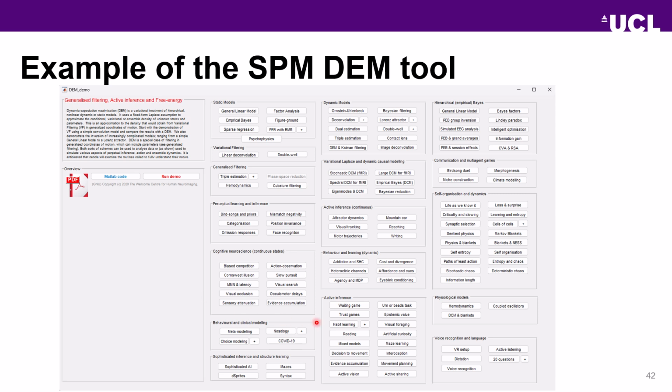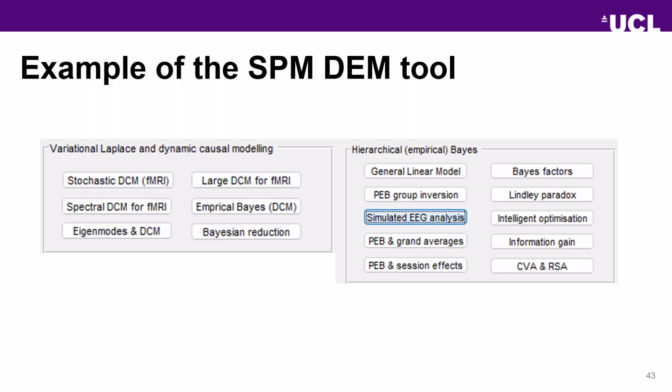If you're struggling with anything, I certainly find it easier to look at a coded example, so it might be worth for you to do the same. For me, it helps when I look through code and I can figure out how it works. There's two sections which will probably be most interesting for the people in this talk, and that is the variational Laplace and dynamic causal modeling section and the hierarchical empirical Bayes section.